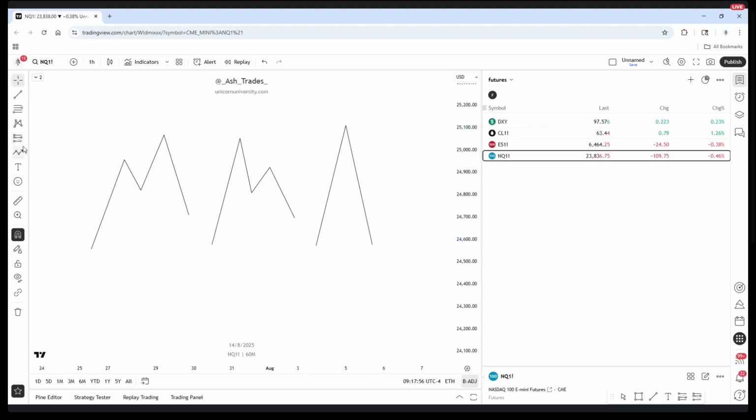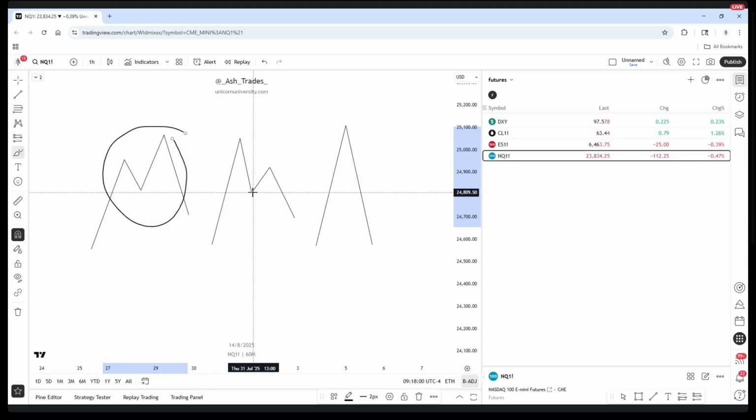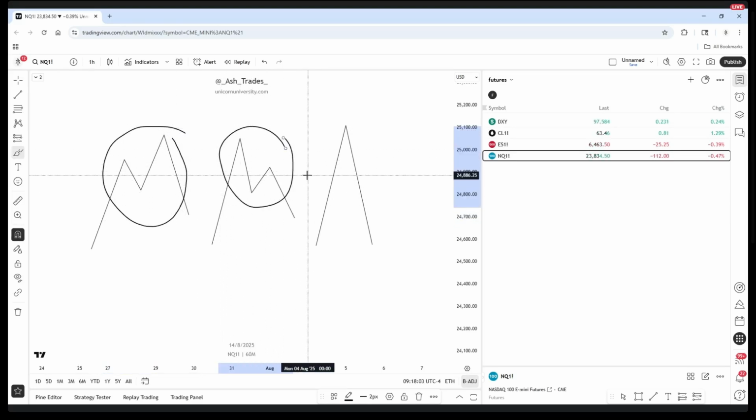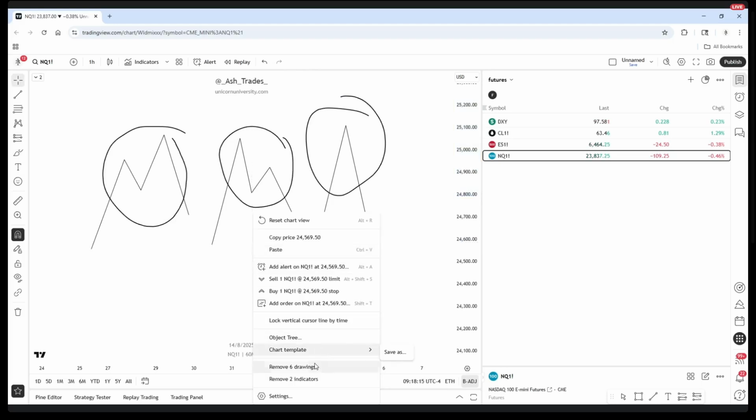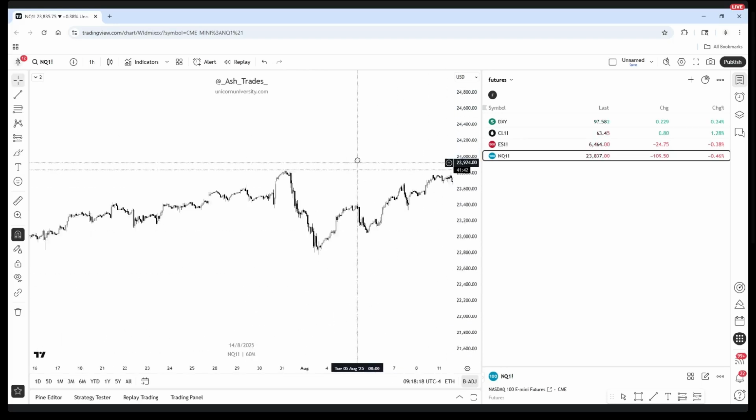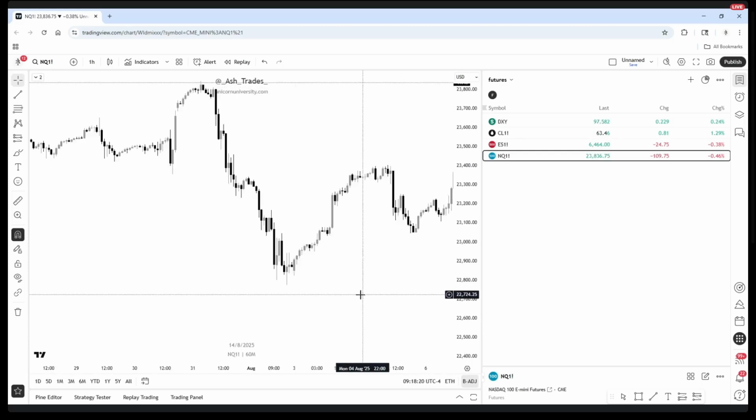So you either have your breaker block, you have your failure swing, or there's a V-shaped reversal. This is why we use the breaker, because this is a 33% chance of catching the reversal. And if you go and look at any of these reversals here, you can see it. All right, so let's take a look at some reversals.